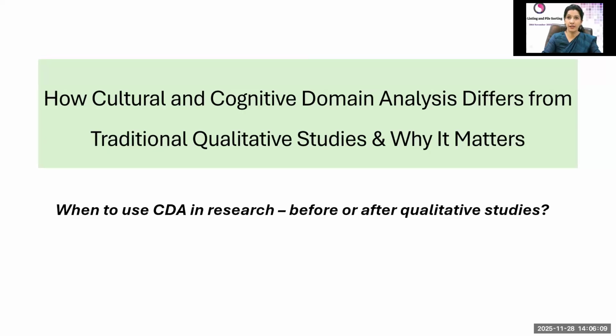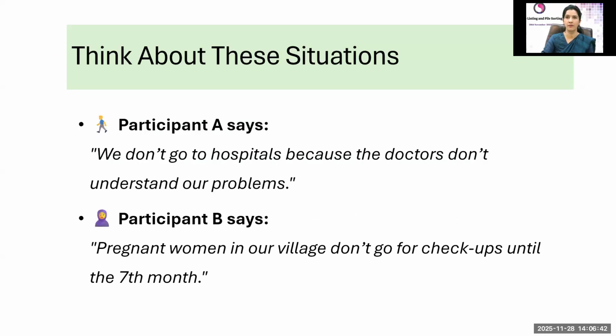So when do we use this cultural domain analysis in research? Before or after qualitative studies? Yes, what is your answer? We should use these free list and pile sort or multidimensional scaling before the IDI or FGD, or after the IDI or FGD. Qualitative studies, these are also qualitative techniques only. I should not have written qualitative studies before. Okay, after. So both of you are right. They can be used before or they can be used after.